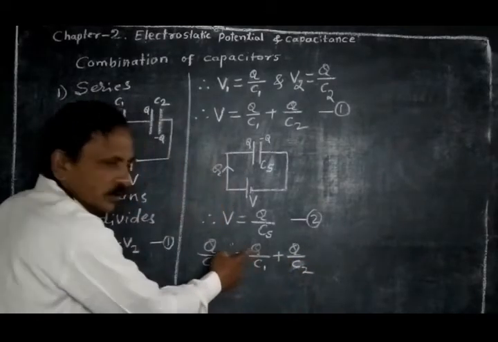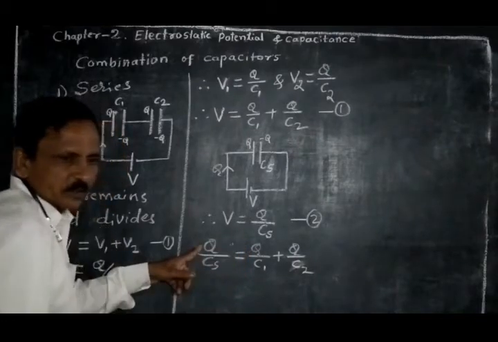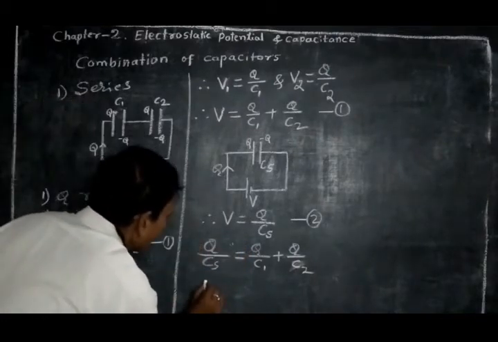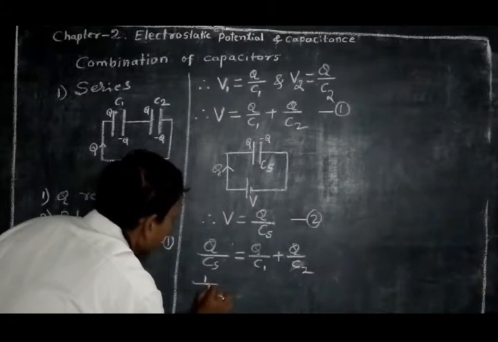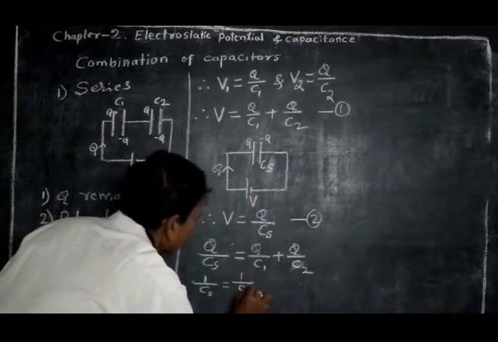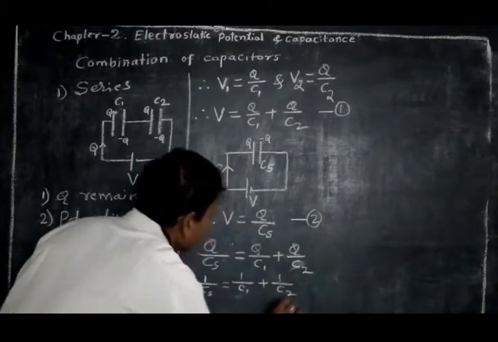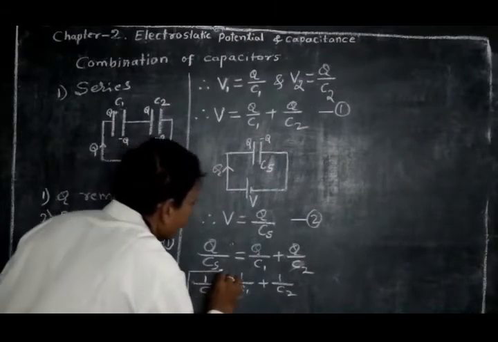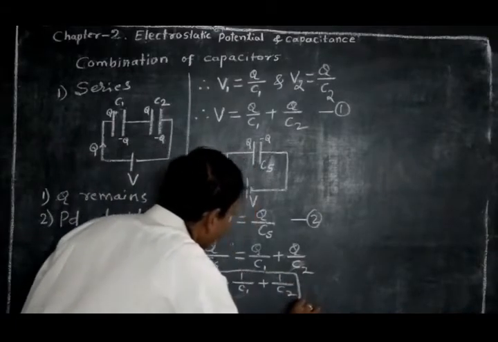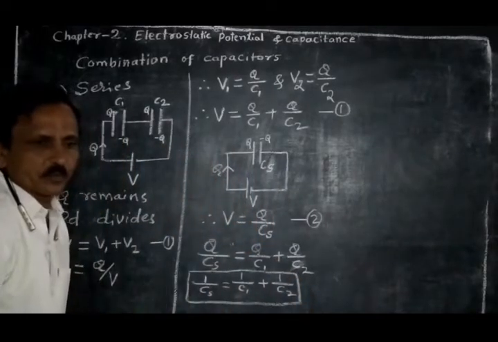Here Q is common and this is Q. This Q and this Q get cancelled. Remaining 1 upon Cs is equal to 1 upon C1 plus 1 upon C2. This is the expression for equivalent capacitance of two capacitors in series.